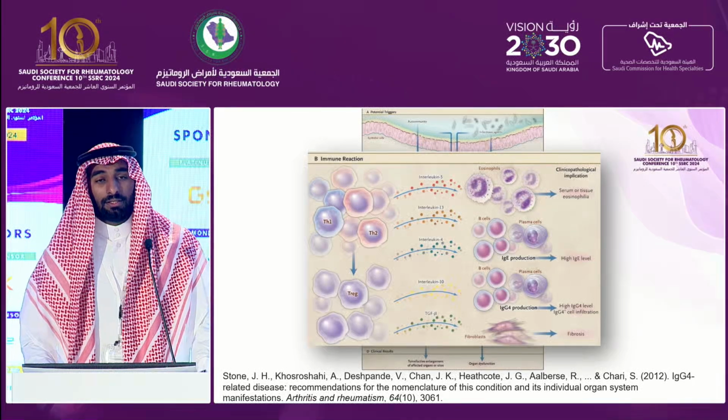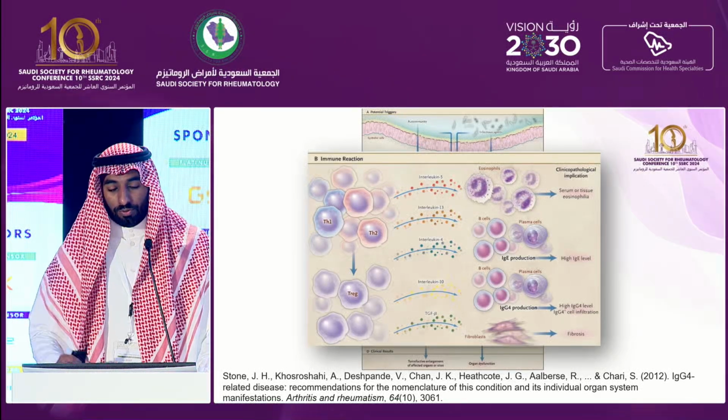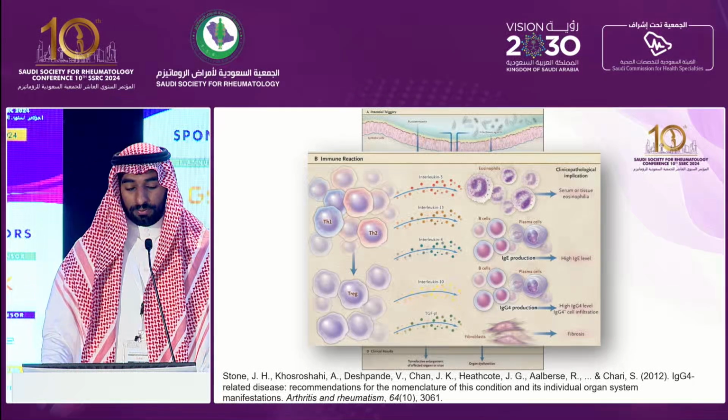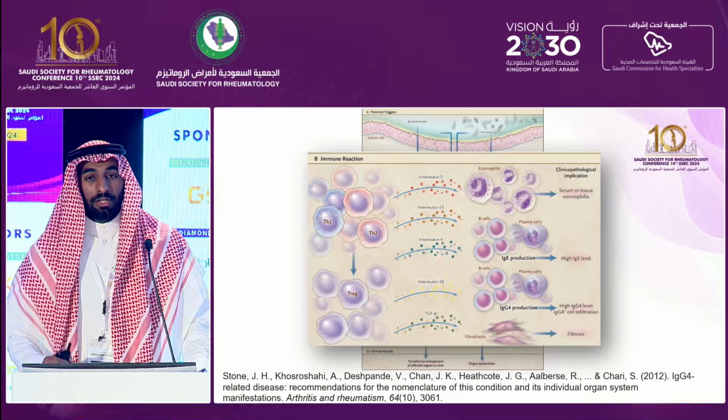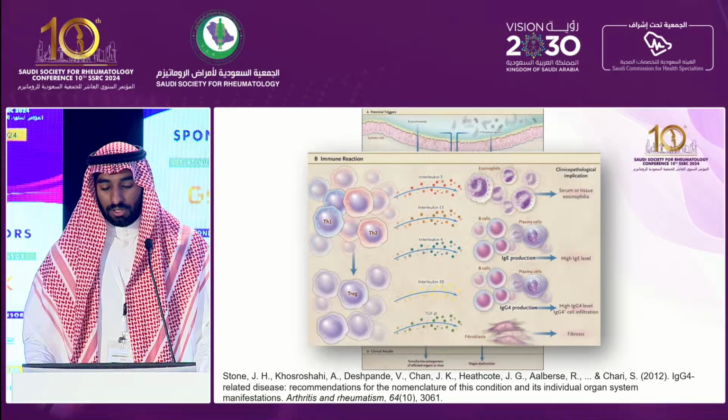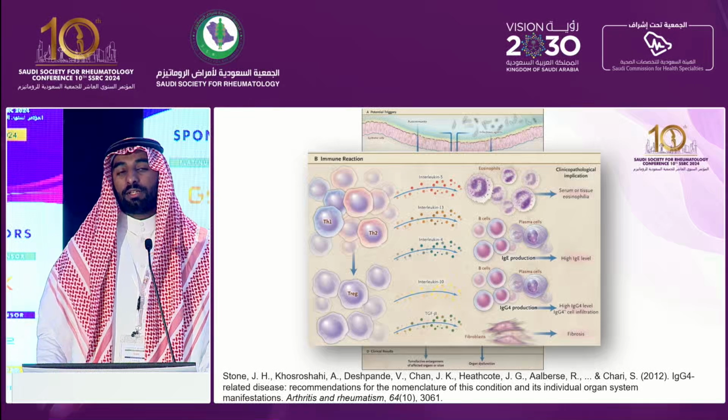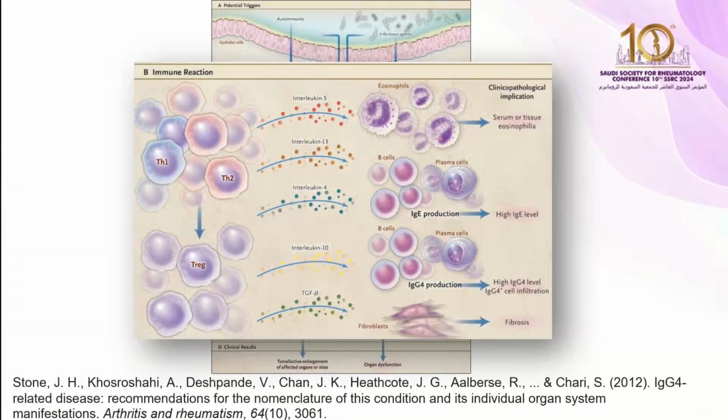And we have the T cell involvement with production of several interleukins, like interleukin-5, which will increase the production of eosinophils, and this will lead to serum eosinophilia or tissue eosinophilia. We have interleukin-13, as well as interleukin-4, which will activate the production and proliferation of B cells and maturation into plasma cells, which eventually will lead to production of IgE and IgG4, which will infiltrate the tissues.